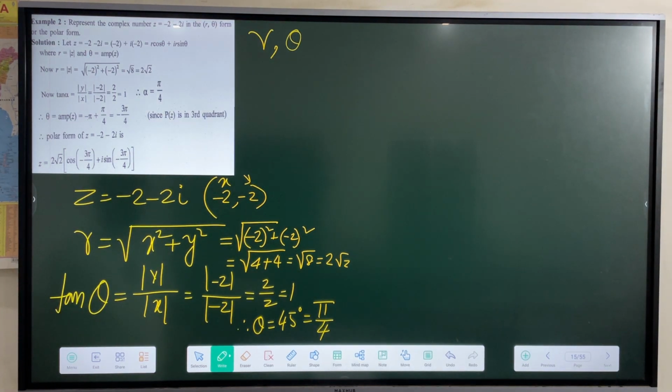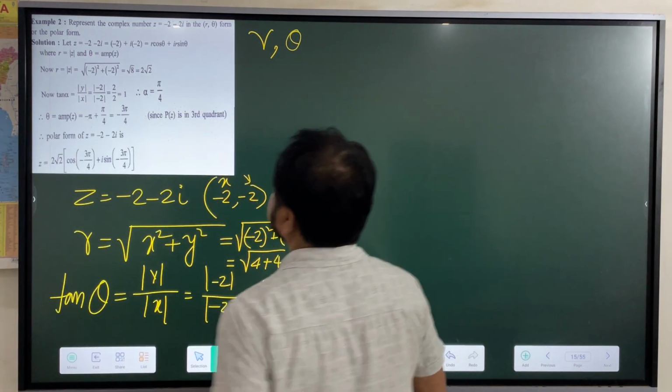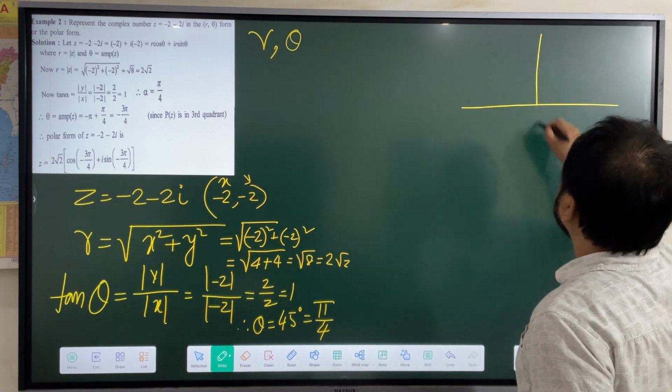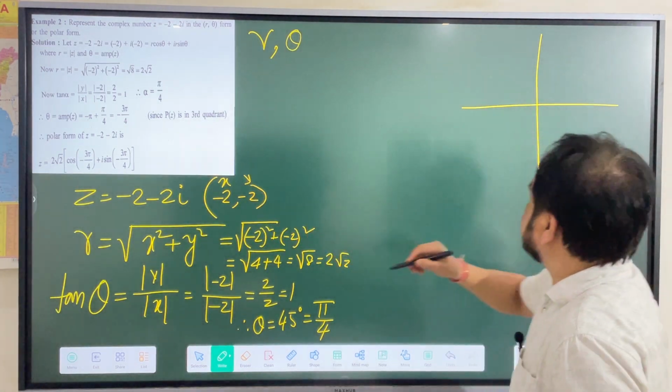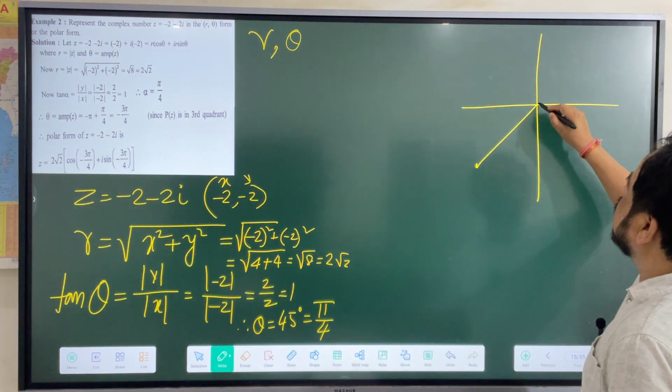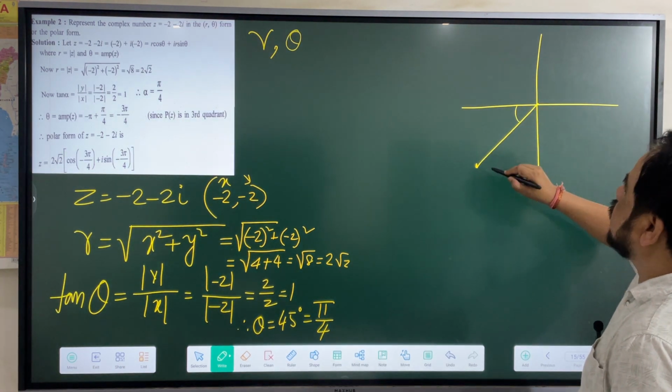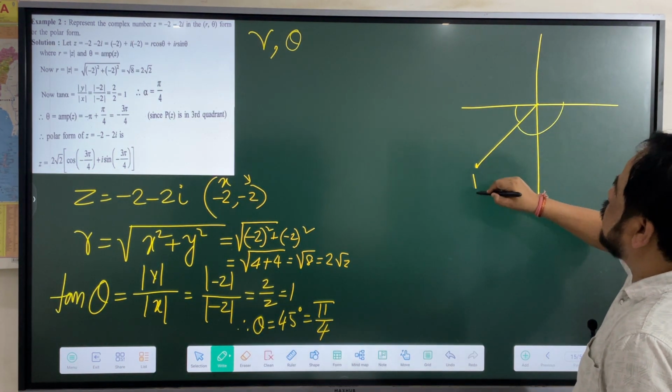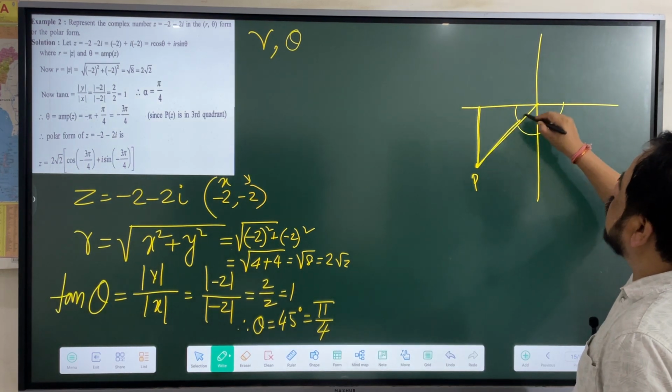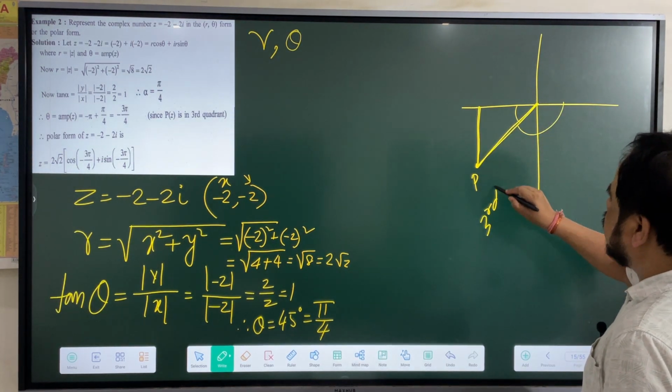Now we have to see in which quadrant theta exists. We have got only the value, but theta is not in first quadrant. Look here. Both are minus, minus, so the point is here. That means third quadrant.